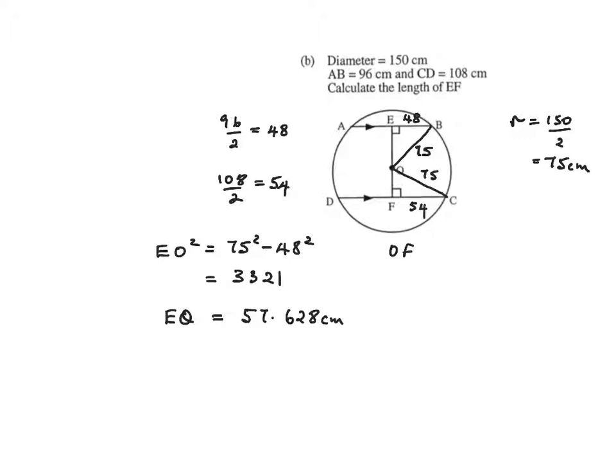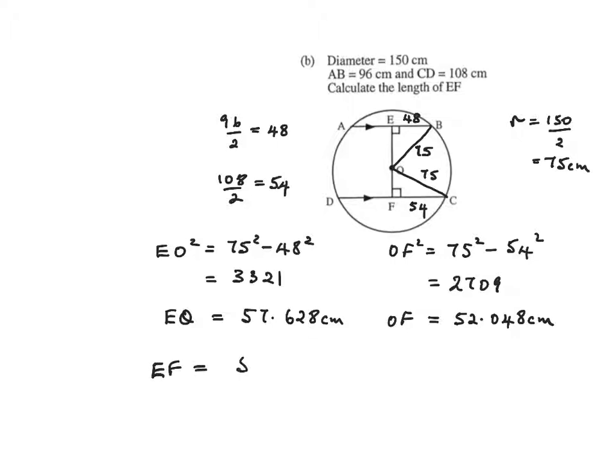OF squared is 75 squared, take away 54 squared, which gives us 2709, and if we square root that, we get the answer 52.048 centimeters. So the length of EF then is found by adding these two numbers together.